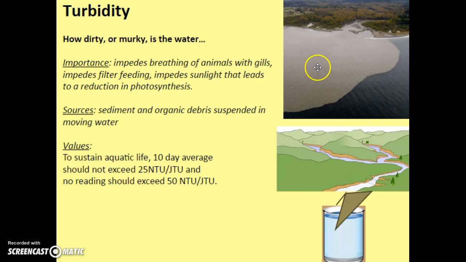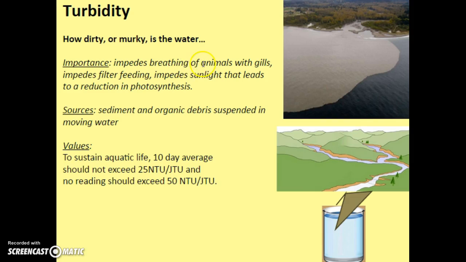Here we can see what's called a turbidity flow or turbidity current that's moving into, let's just say, cleaner water. Clearly different in terms of what you see visually. Right? You actually can see the sediment that's suspended within the water. The importance is that turbidity is simply the result of sediment or organic debris that's suspended in moving water.